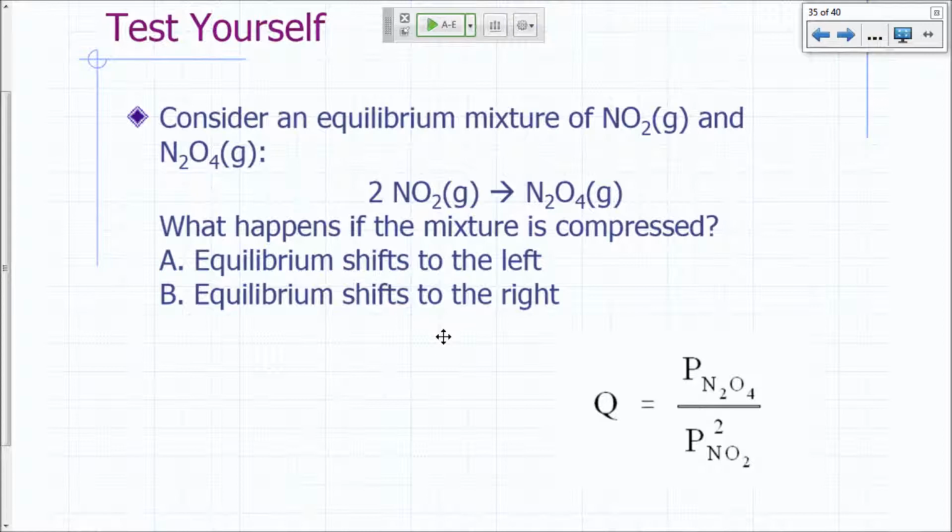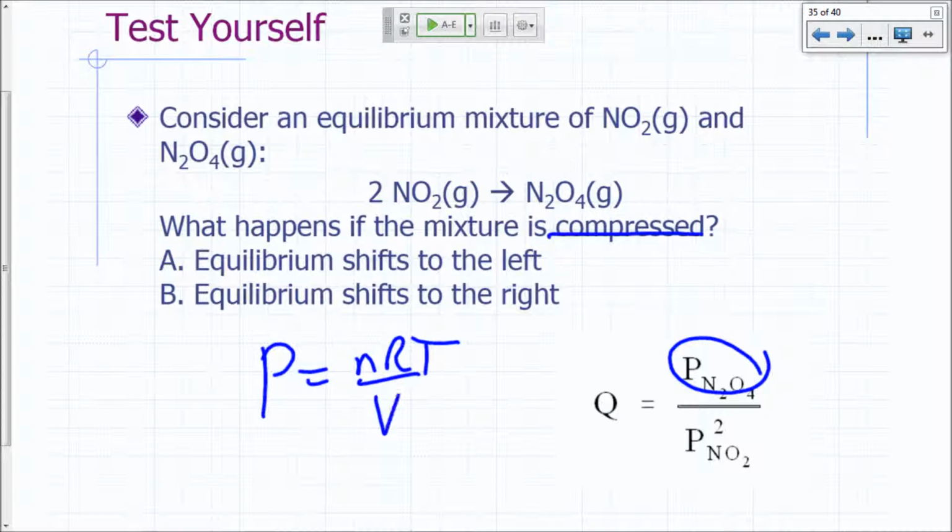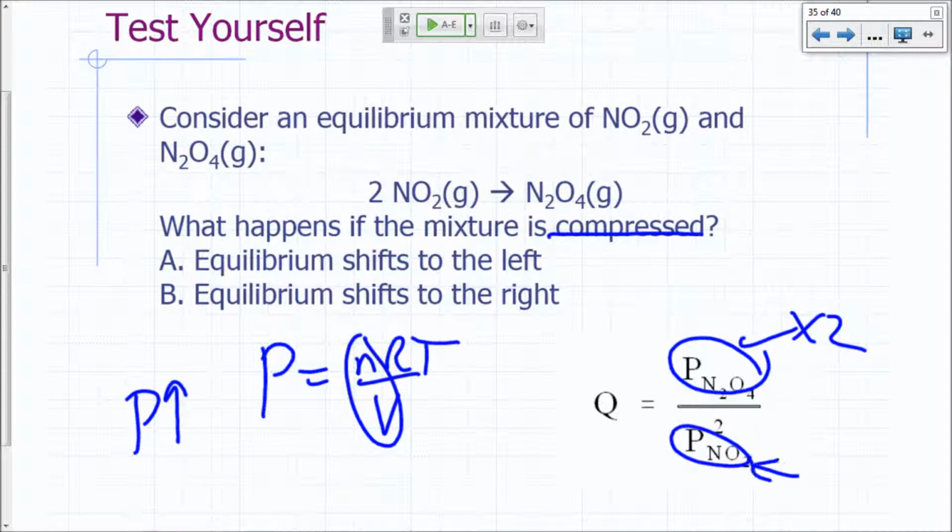Okay. All right. What happens to your pressure if you compress? Pressure is equal to nRT over V, right? So what happens is the volume gets smaller. Smaller volume, smaller denominator, pressure increases, right? So let's say this is doubled and this is doubled, just for illustration purposes.